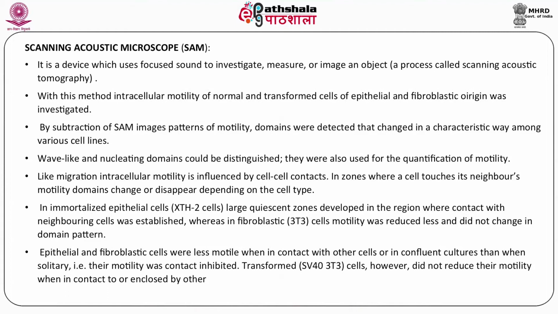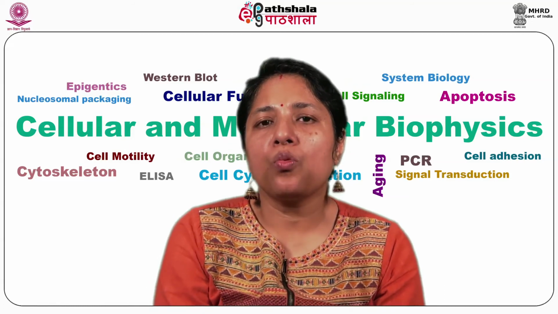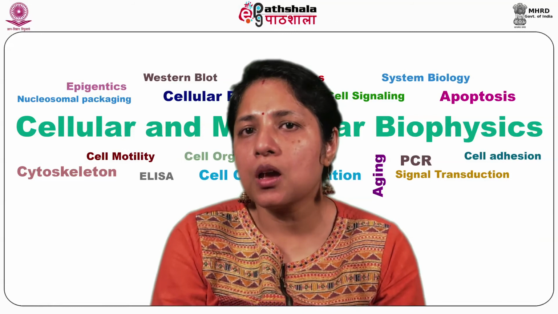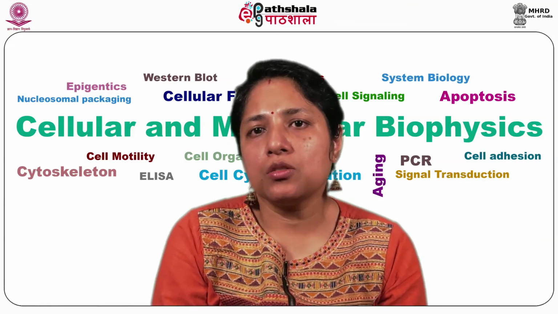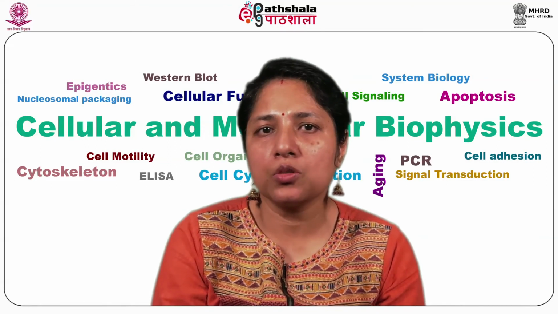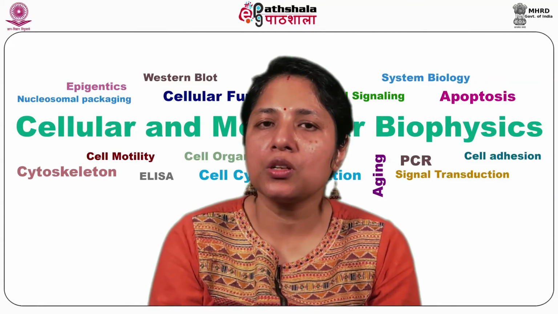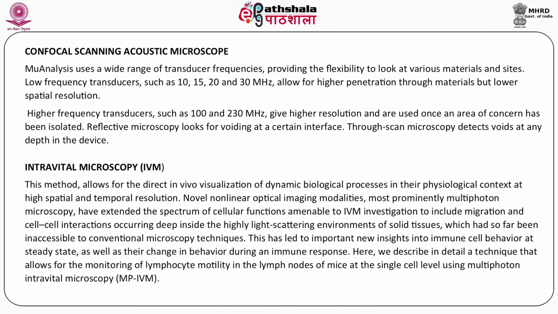Next is the confocal scanning acoustic microscope, and this uses a wide range of transducer frequencies, providing the flexibility to look at various materials and sites. Low frequency transducers such as 10, 15, 20, 30 MHz allow for higher penetration through materials but low spatial resolution. Higher frequency transducers from 100 to 230 MHz give higher resolution and are used for microscopy. Through scanning, microscopy detects voids at any depth in the device.